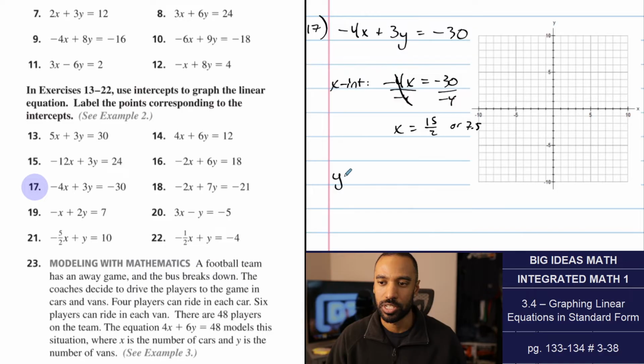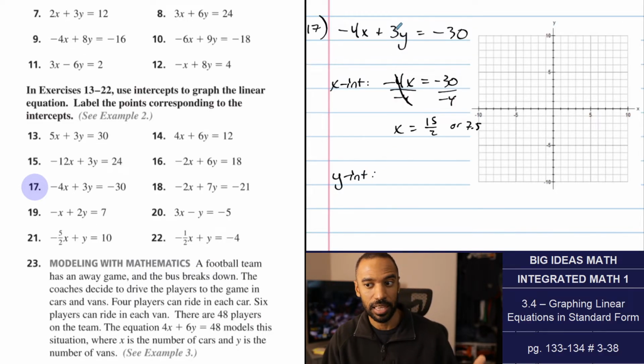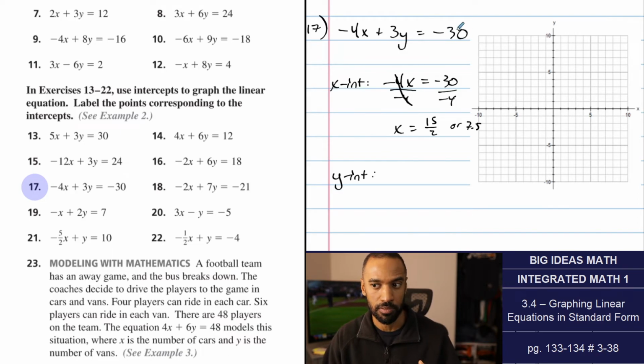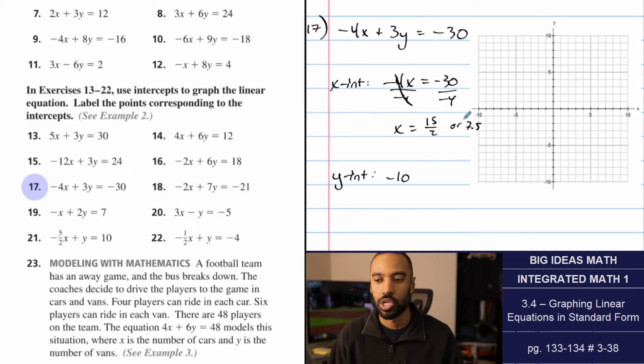The y-intercept is a little bit easier this time. I think I can do this mentally. Understand that the number that's in front of y is what you're going to be dividing negative 30 by. So when x is 0, I'm going to divide negative 30 by 3, and I get negative 10. So that one was a little more mentally accomplishable. y is negative 10, way down here for the y-intercept. The x-intercept is at 7.5.